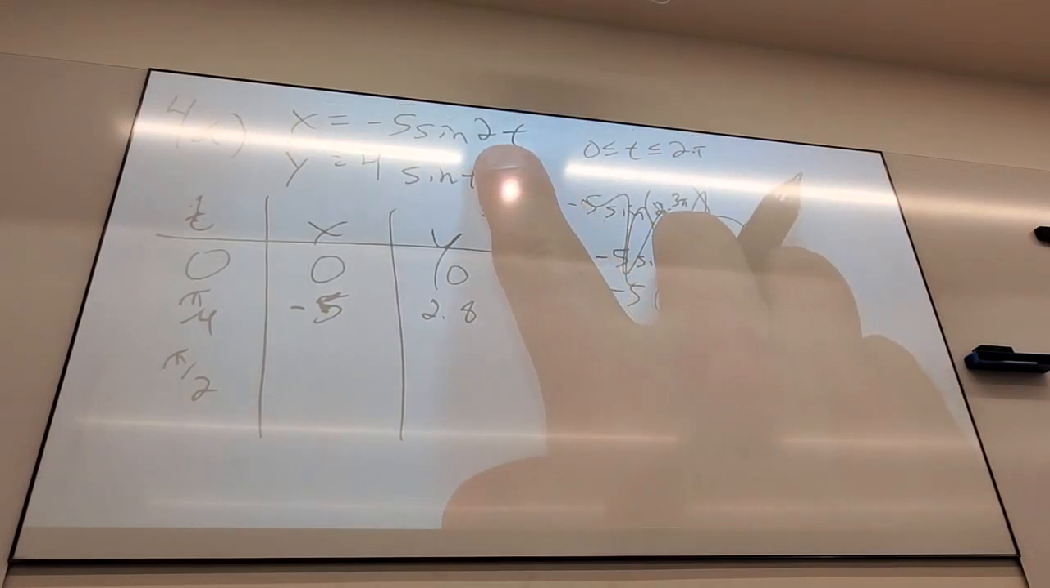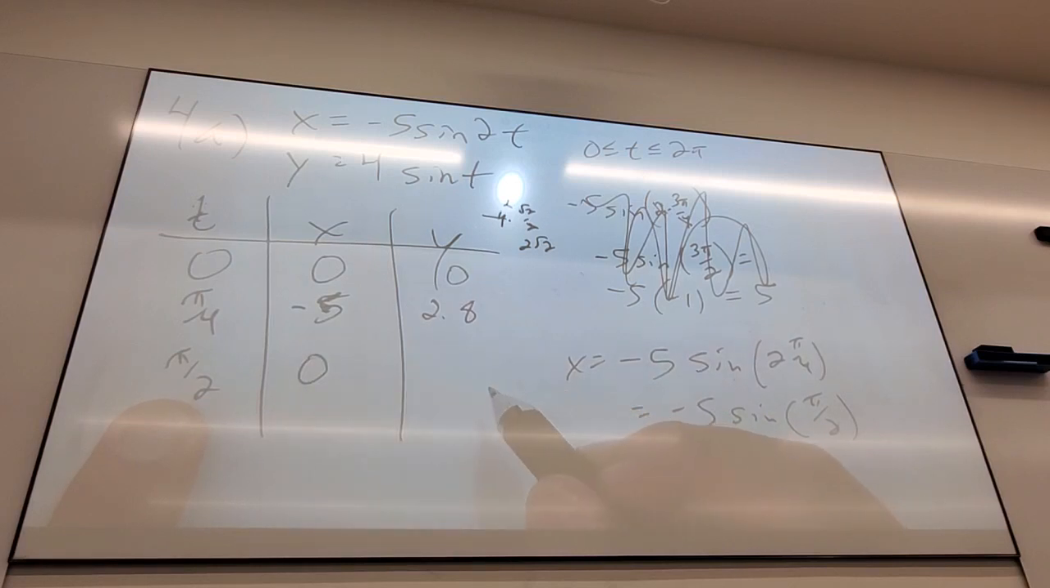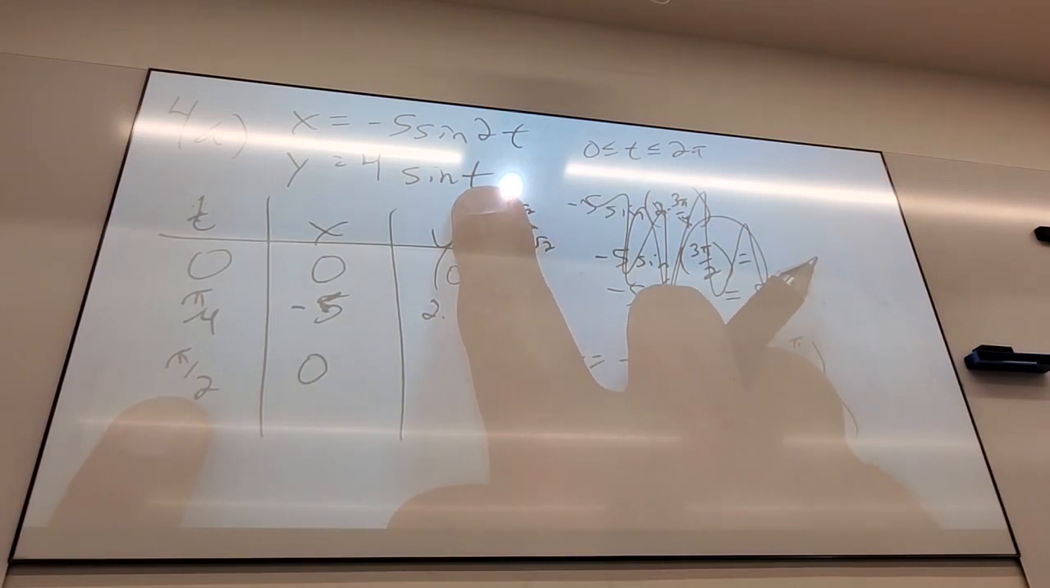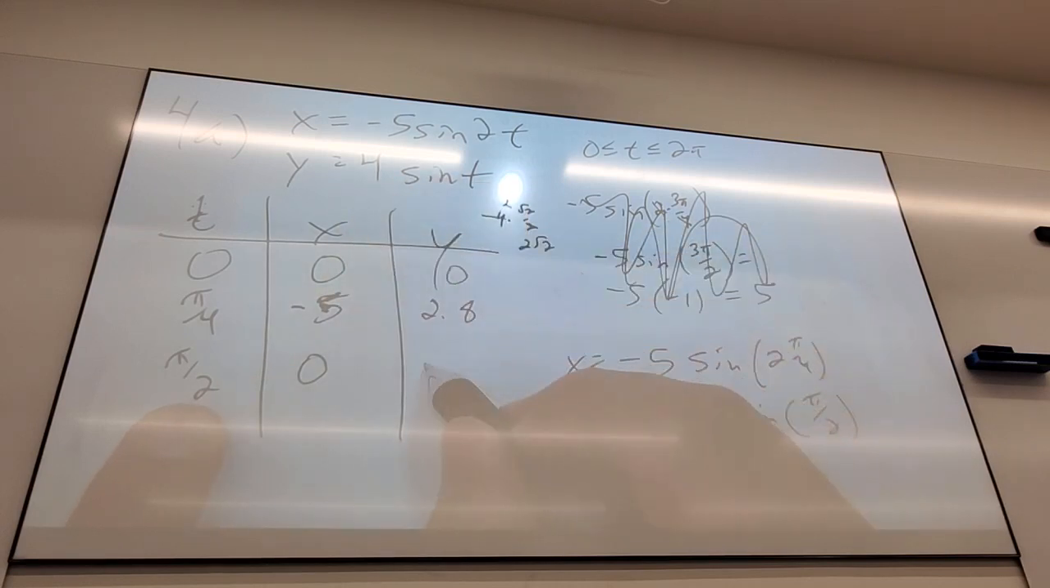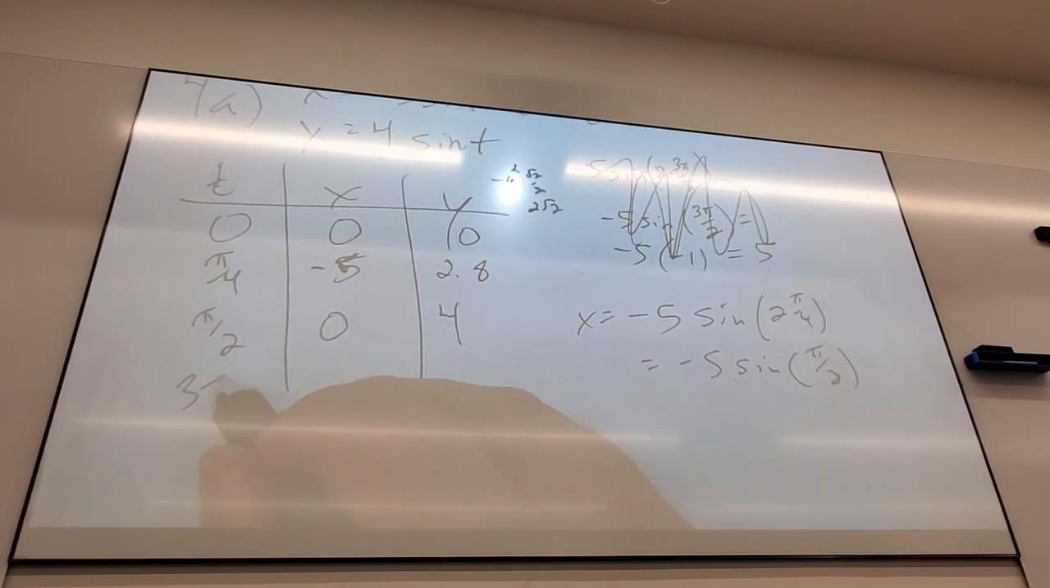Can you guys do this in your head? What's twice pi over 2? Pi. What's sine of pi? 0. And of course, what's sine of pi over 2? 1 times 4 is 4. All right, Philip, you're good. Let me have other people. Okay, I got you. So then 3 pi over 4.